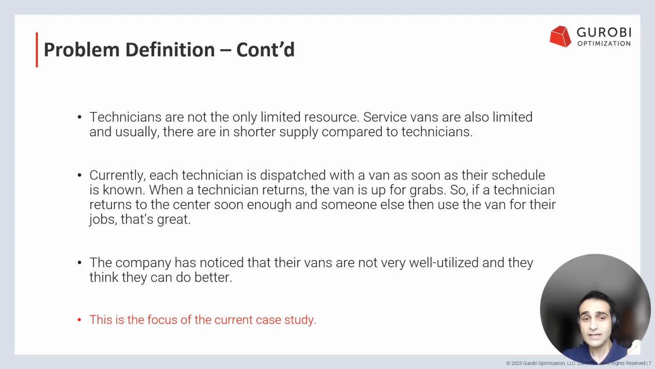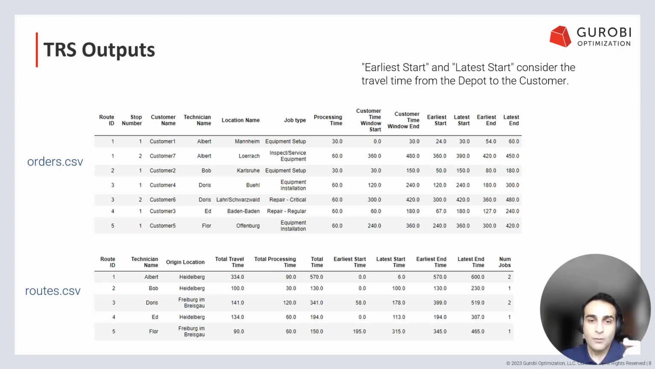So let's first take a look at the output of the TRS model to see which customers are assigned to which technicians and in what order. We have two output tables. One is the orders, which has information about each customer, whom they're assigned to, and the earliest and latest times when the technicians can visit them.